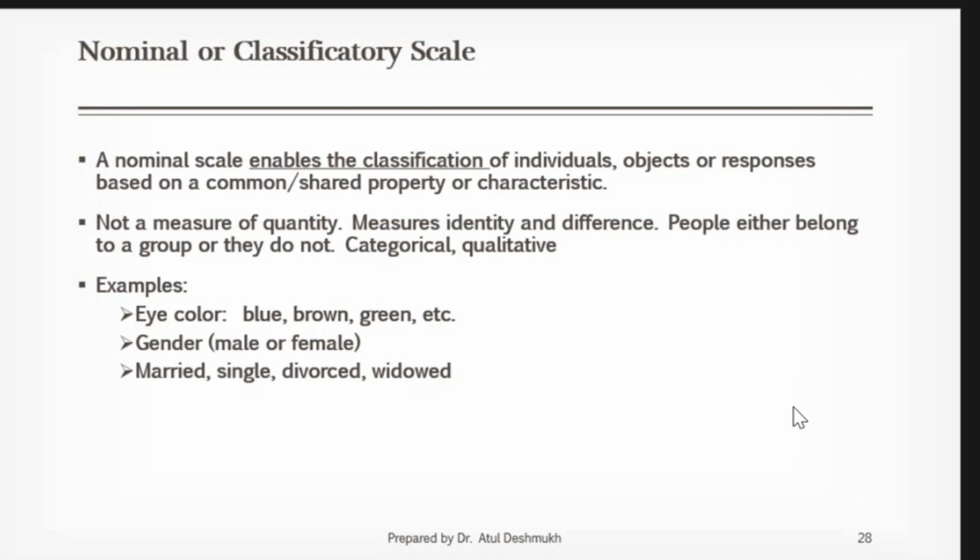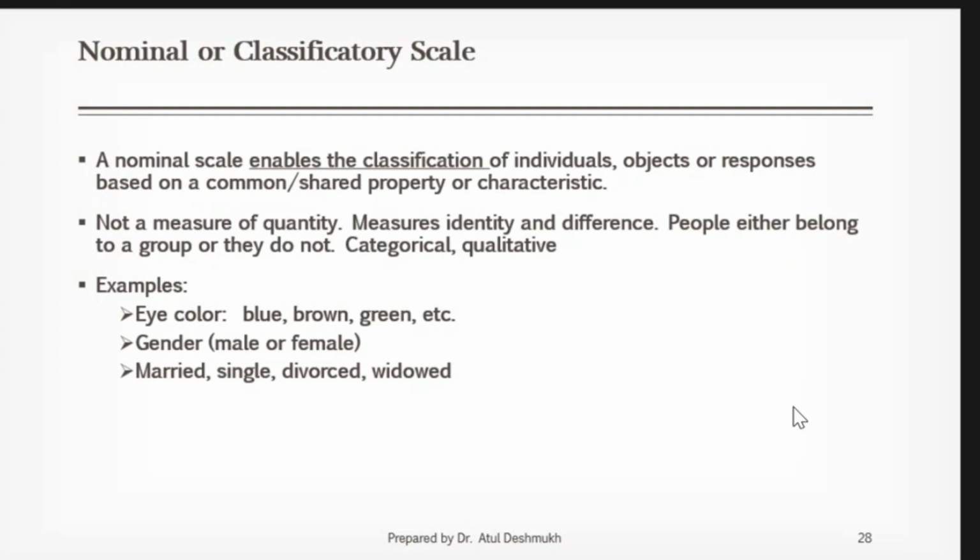So what is nominal scale? It enables the classification of individuals, objects or responses based on a common or shared property or characteristic. What is a common or shared property for your batch? You have different subjects, but you are a January batch of 2023, PhD January batch of 2023. That is a common characteristic. And from that, I am classifying you based on your gender, like 20 males and 20 females. But I am not giving any comments. There is no natural order. Can you say that males are superior to females or females are superior to males? There is no natural order, right?